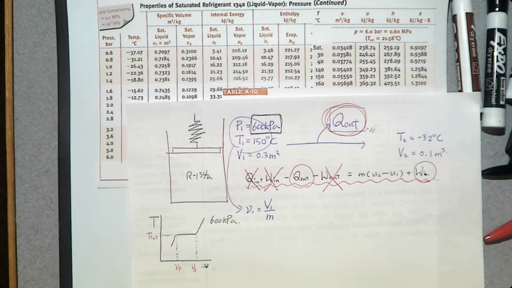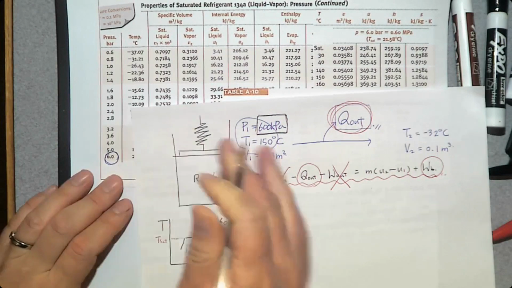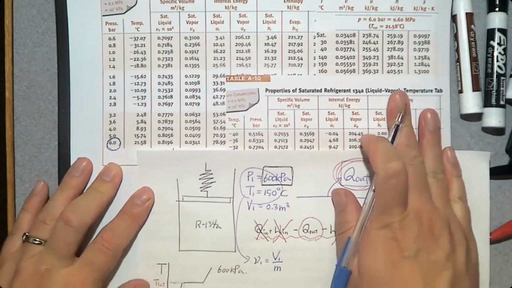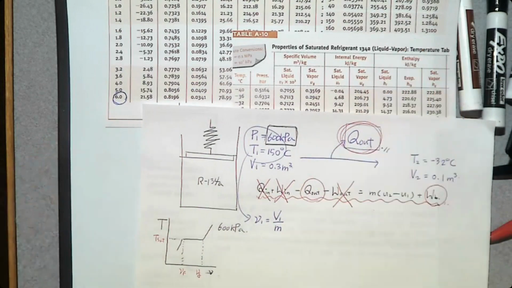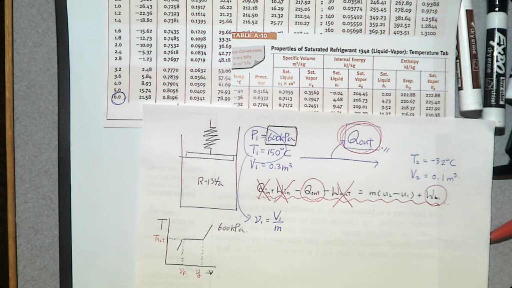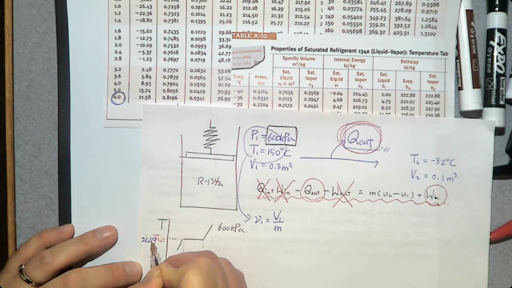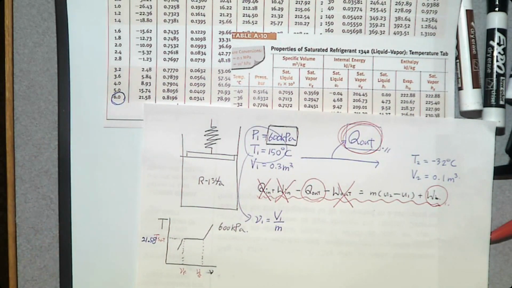So how can we find T sat, vf, vg? From 600 kilopascal. So let's go find 600 kilopascal. Where is it? The pressure is in bar, so 600 kilopascal is 6 bar, so this is the pressure. So at 6 bar, this is the temperature. It says 21.58. That is the saturation temperature.